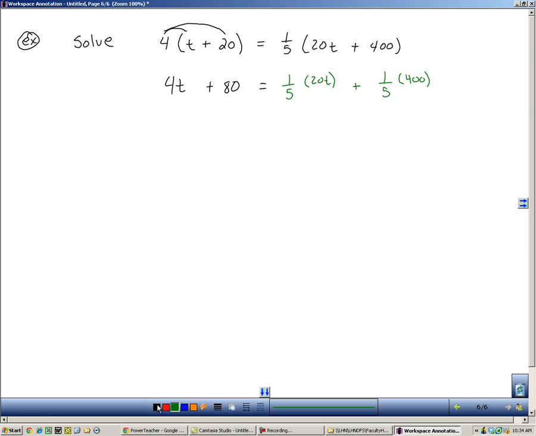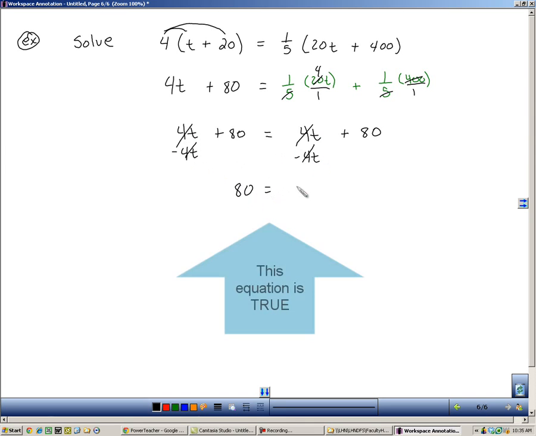Don't forget that each one of those is a fraction, 20t over 1. So 5 goes into 20 4 times, leaving me with a 4t over 1, which is just 4t. Here 5 goes into 400 80 times. So we end up with 4t plus 80 equals 4t plus 80. Now you might recognize right now that both of these sides are exactly the same. If you didn't, you'd probably continue to subtract 4t. You would wipe out those variables, and you get 80 equals 80.